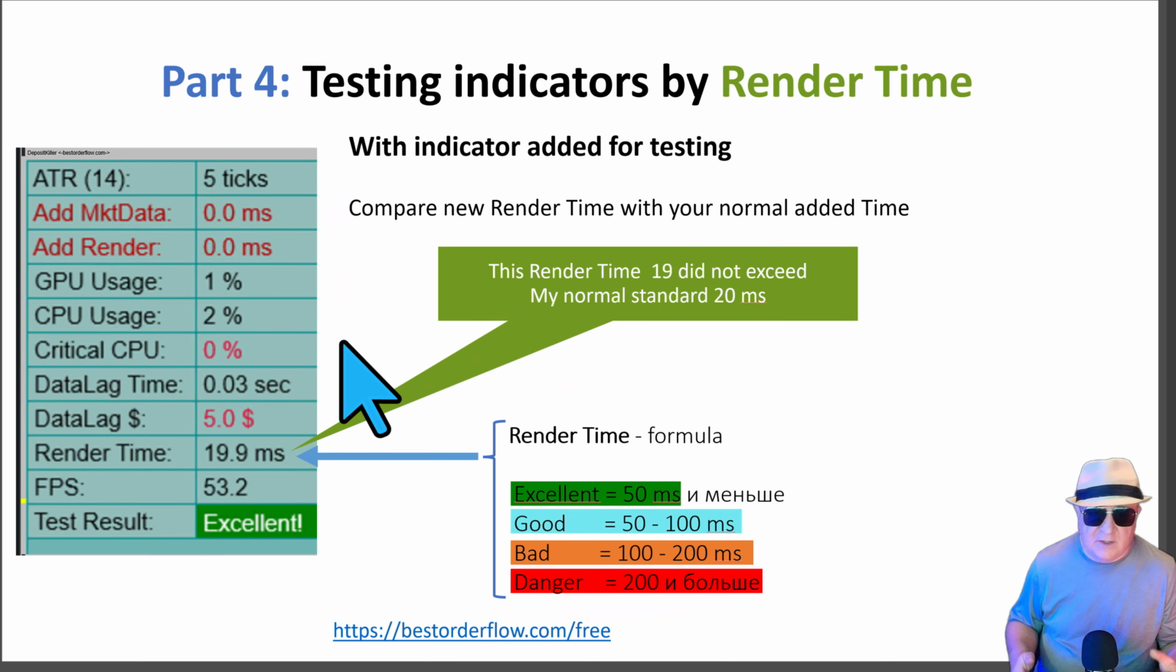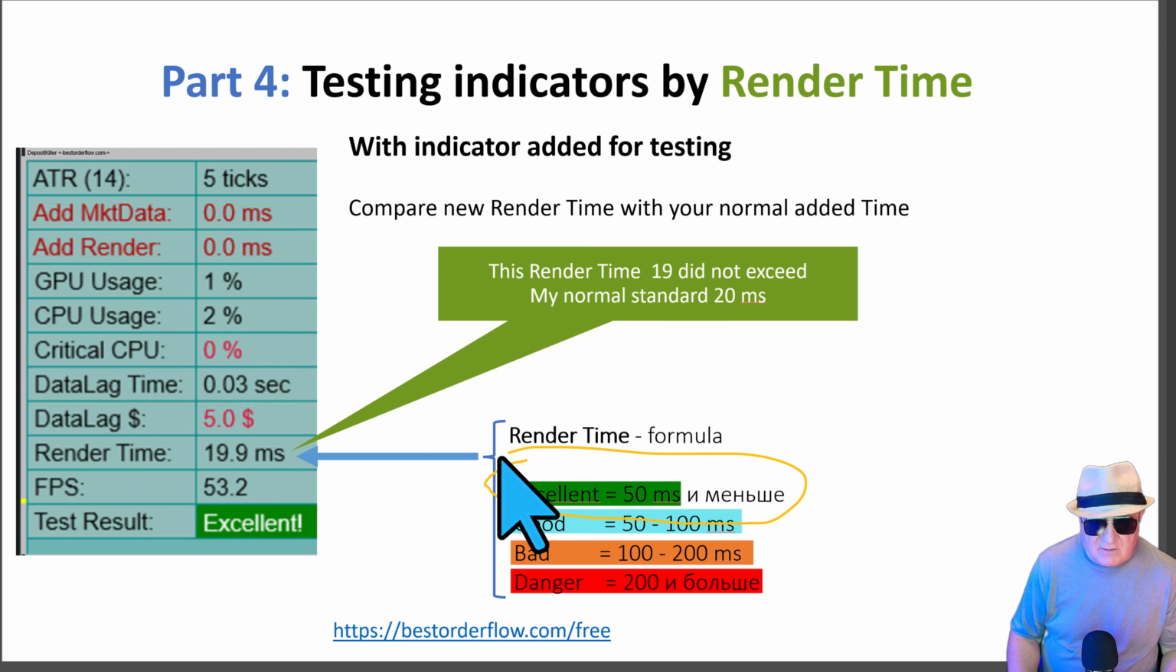So the next parameter that we can test against is render time. When we compare the new render time with added indicators, we compare it with our normal time. If rendering time has not exceeded 50 milliseconds, we're in a good territory. It's actually performing pretty well. When we're reaching 50 or more milliseconds, up to 100, so from 50 up to 100, we're still in a good territory. But when the render time is going between 100 and 200 milliseconds, we're in a bad territory.